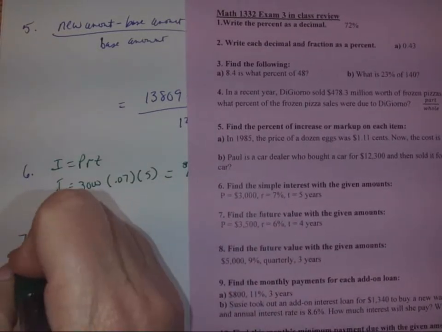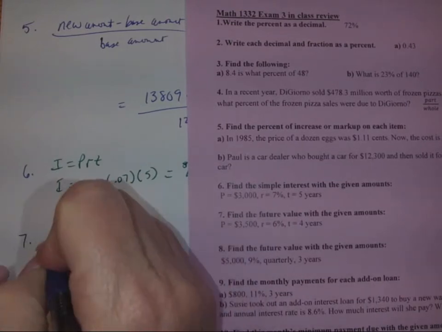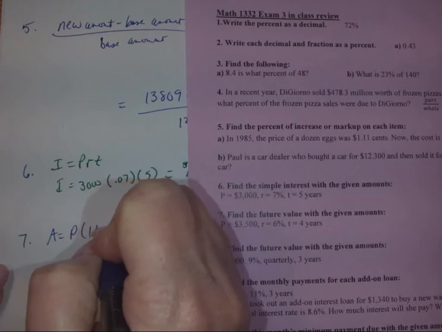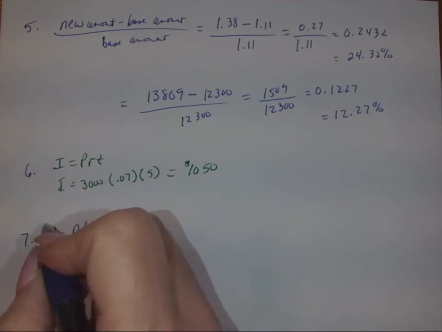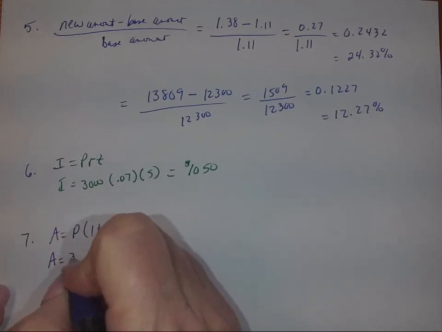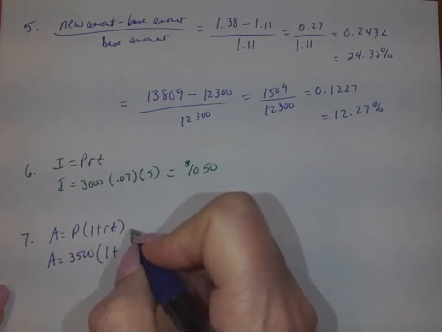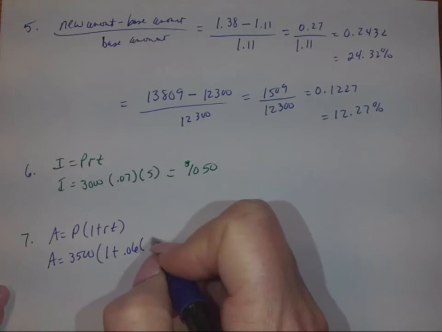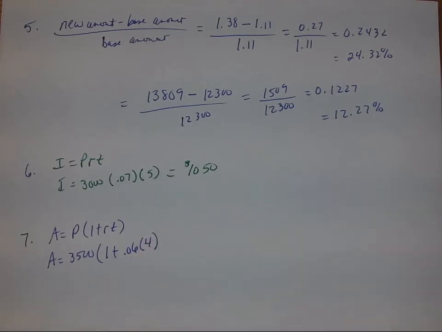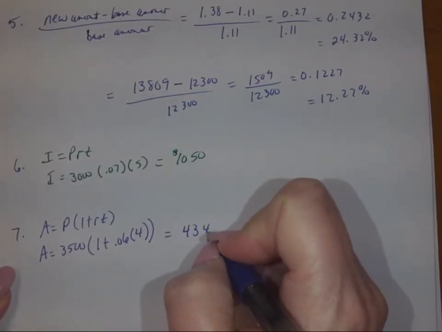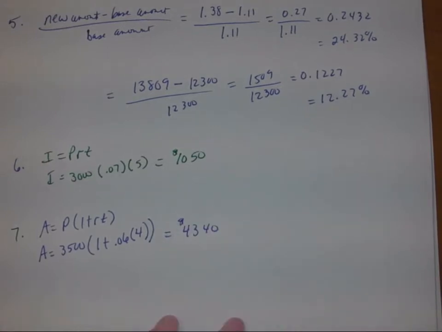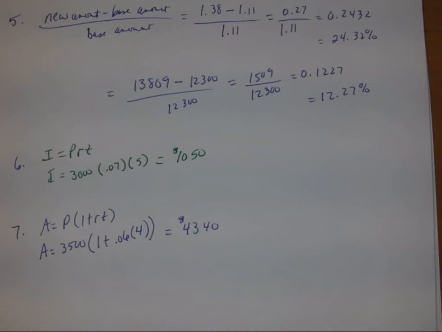So our future value is going to be A is equal to P times 1 plus R times T. So using that formula and given the amounts we are given, we are told that our P is 3,500 times 1 plus 6% has to become 0.06 times T, which is 4 years. And you can just put that in a calculator as it is. You can use a multiplication symbol here instead, but make sure you put in the parentheses, and you should get 4,340. So that would be the future value in 4 years. That's how much will be in the account.